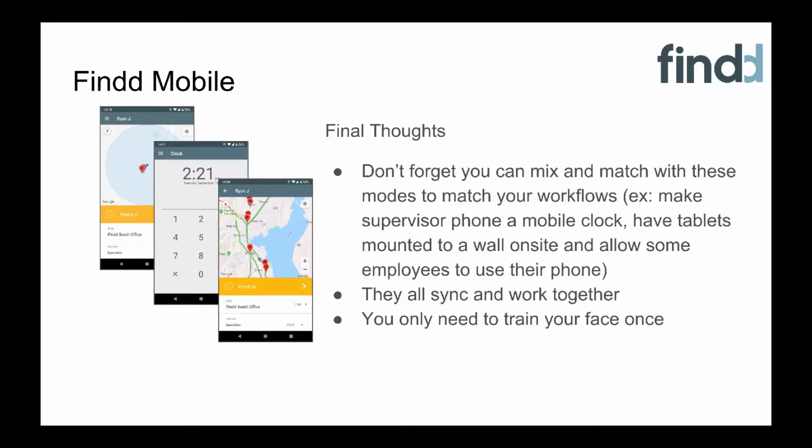So final thoughts between the 3, just don't forget that you can mix and match between these modes. So maybe you set it up with the supervisor, their phone set up as a mobile clock so that anybody on the crew or in the mobile workforce could use it at the job site to punch in. You could also have a tablet maybe mounted to a wall at the job site where everybody can use, and you could allow some employees to use it on their phone. So you can mix and match across all these. They sync and work together. So you could start on one phone or device and punch out on another one. And another great solution, part of this feature, is that you only have to train your face once. So you could train on any one device, and then that syncs across to all the devices.